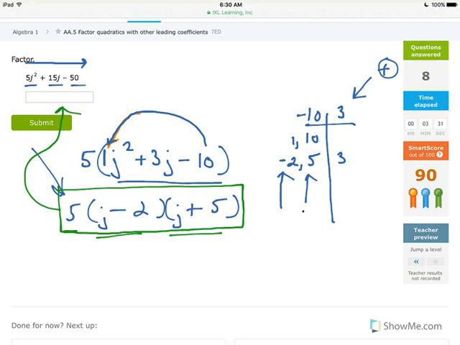And that is it for this section. That's your notes and your examples for IXL.com, AA.5, factoring quadratics when you have a lead coefficient that is not 1.